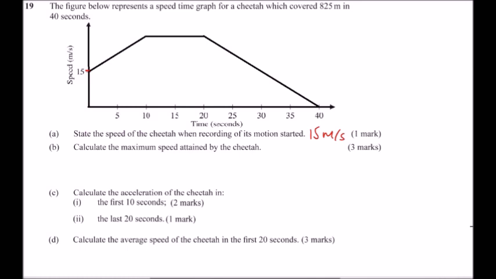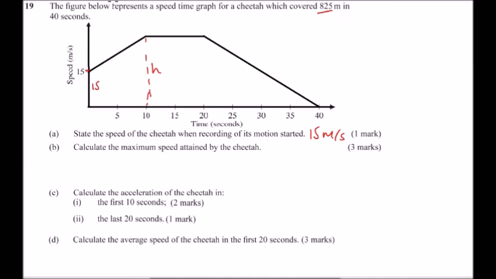Part B, calculate the maximum speed attained by the cheetah. So how do we get the maximum speed? We know that the area under the graph represents the distance covered. So we can get this height here, and we can call this height h. Since we already know the area is 825, we can get the area of this. This is 15. This is our height. So from here to here it is 10.